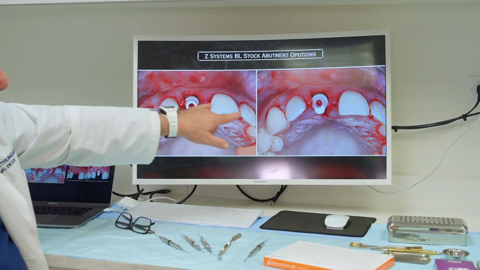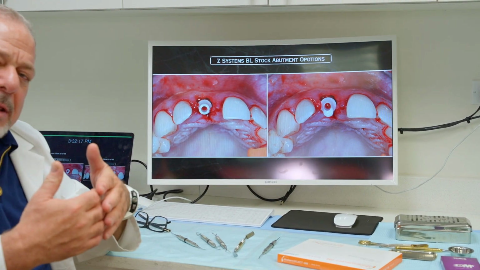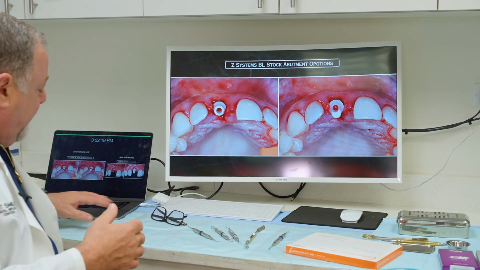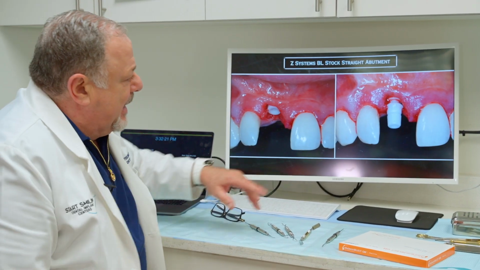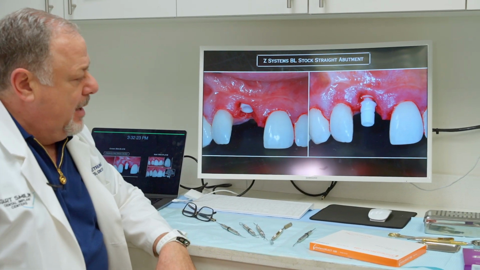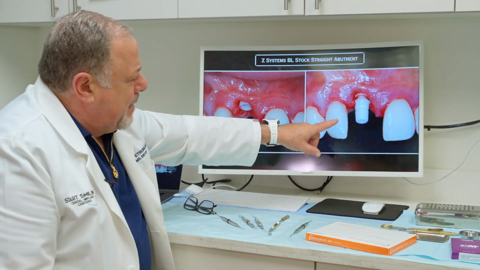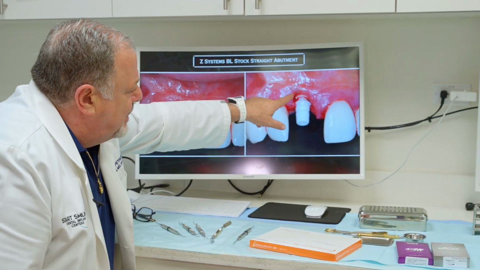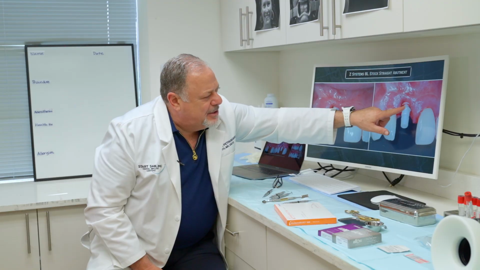But this is an angled one versus a straight one. And we're going to have the patient bite down and see which abutment would be better from an occlusal standpoint. And what we're picking is the straight one is going to be a better situation for us to prepare back. And also now, here's the implant, here's the base of the stock ceramic abutment.